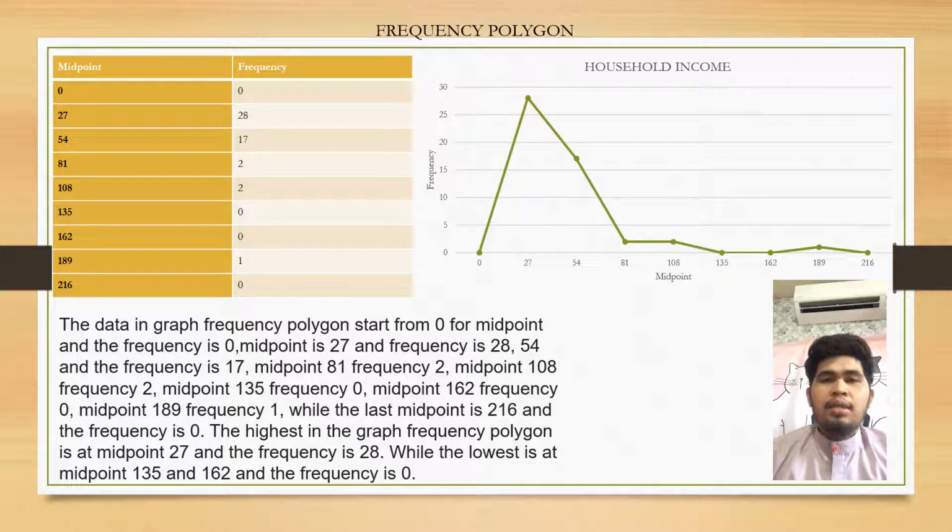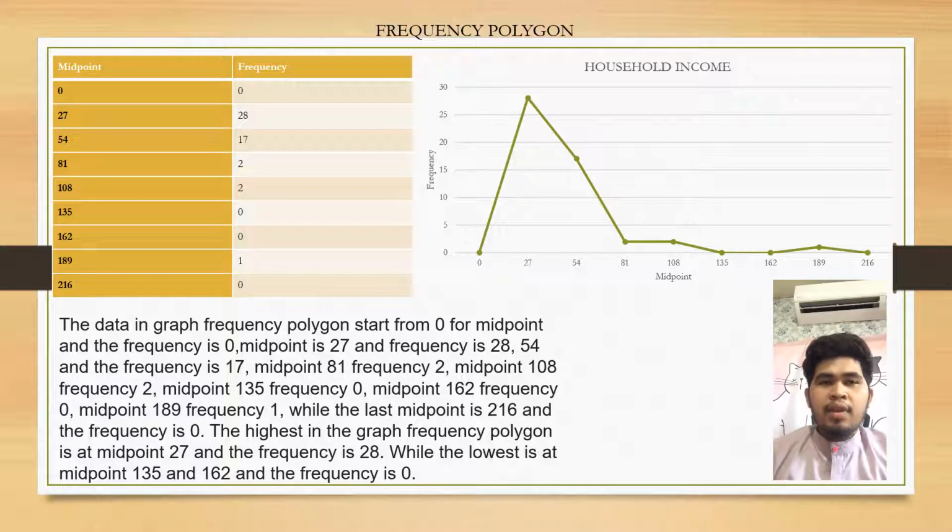A frequency polygon is a graph constructed by using lines to join the midpoints of each interval. The height of the points represents the frequency. A frequency polygon can be created from the histogram or by calculating the midpoints from the frequency distribution table. Graph 2 shows the household income.